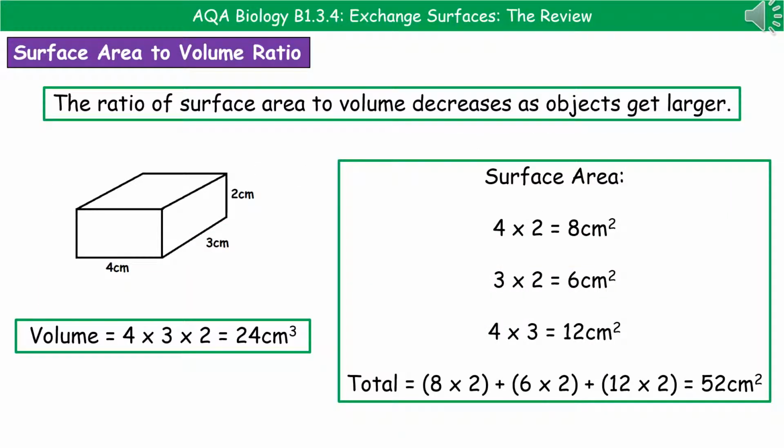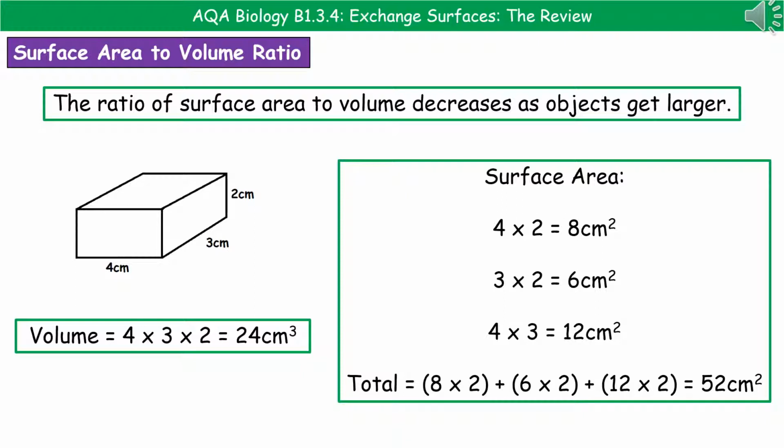What we find is that the ratio of the surface area to the volume decreases as objects get larger. And you need to be able to calculate the surface area to volume ratios of objects. So, bit of a maths lesson coming in now, so apologies if you think that you are amazing at maths and don't need this. You can just skip a little bit further on in the video.